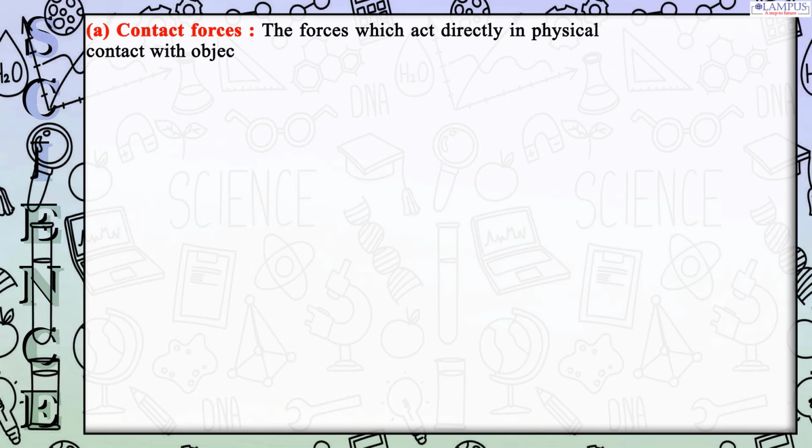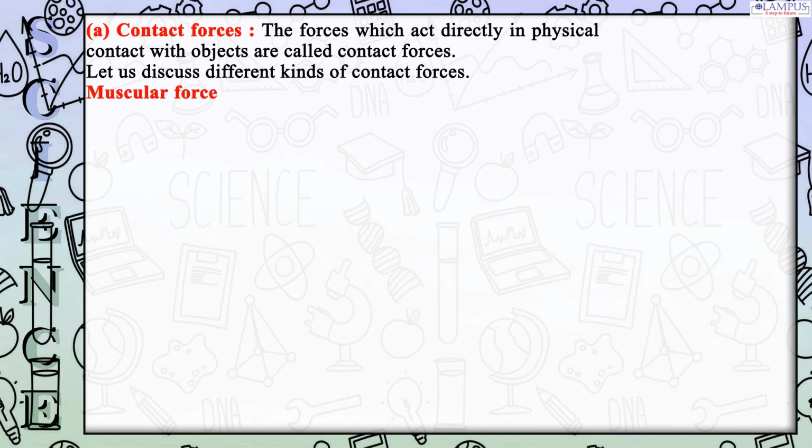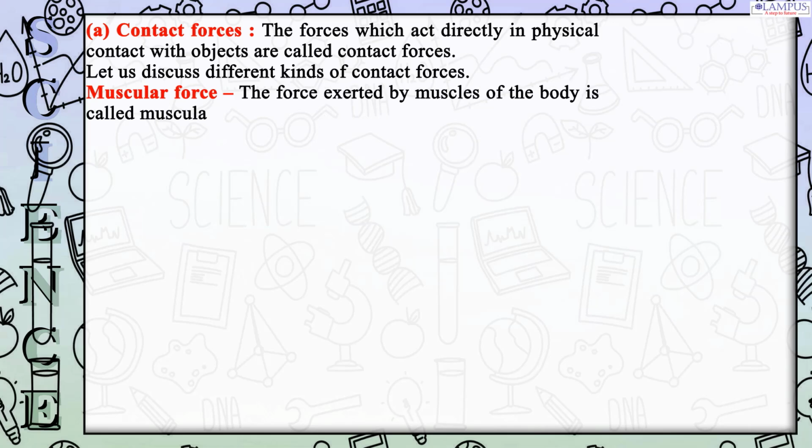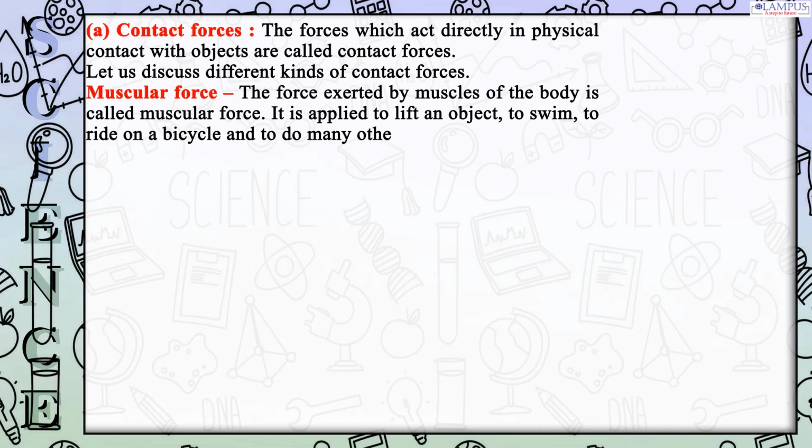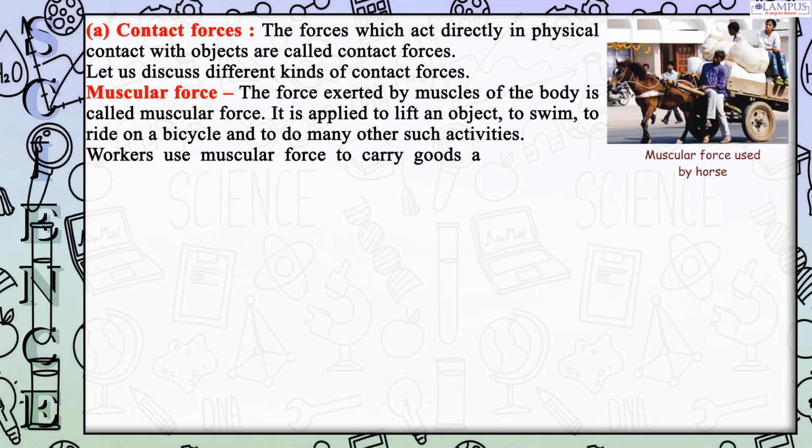A. Contact forces. The forces which act directly in physical contact with objects are called contact forces. Let us discuss different kinds of contact forces. Muscular force. The force exerted by muscles of the body is called muscular force. It is applied to lift an object, to swim, to ride a bicycle, and to do many other such activities. Workers use muscular force to carry goods and horses use muscular force to pull carts.